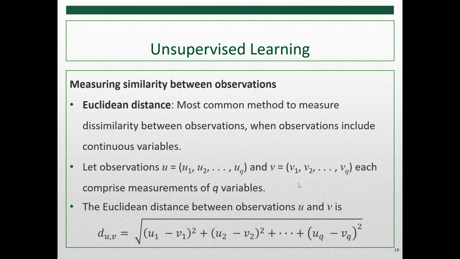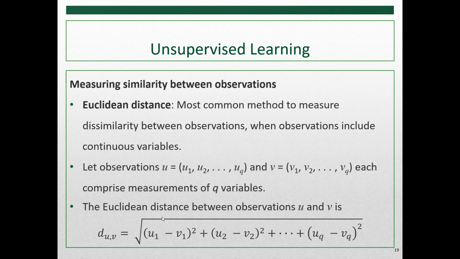Now, sometimes your data set is not a combination of categorical and numerical, and everything is categorical. So if everything is 0 and 1, then you can use the other method of similarity that we just introduced.